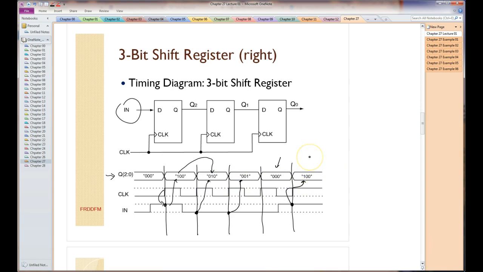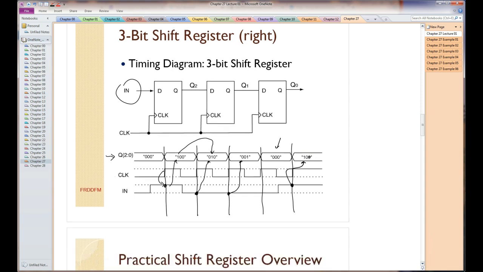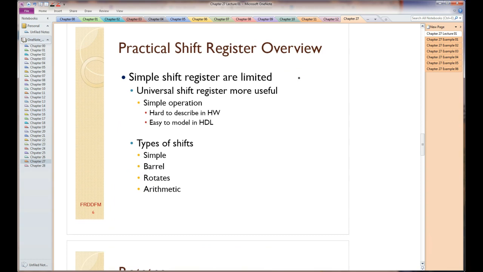And the idea here is, remember, I can shift left or right, but for these hardware diagrams, it's easier just to show a shift right shift register. Actual shift registers, if they just shifted right, that would be pretty useless. What we're going to be working with is what we call universal shift registers, USRs. Fairly simple operation, a little bit harder to describe in hardware, but they're extremely easy to model in hardware description language. Typically, our USR is going to do one of 4 things.